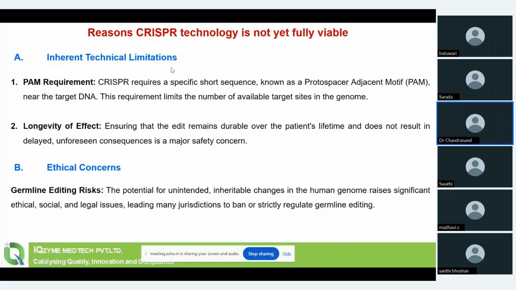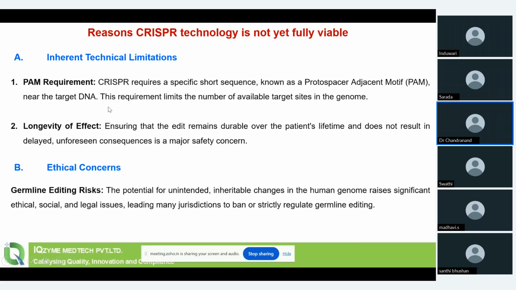Then inherent technical limitations. As I said, the protospacer adjacent motif is a prior requirement to your sequence. CRISPR requires a specific short sequence known as the protospacer adjacent motif near the target DNA. Whichever target DNA we are trying to target, there should be a PAM near the target sequence. Only then does the CRISPR-Cas9 complex sit exactly near the target DNA along with the PAM, and then the cutting happens in a very nice manner.